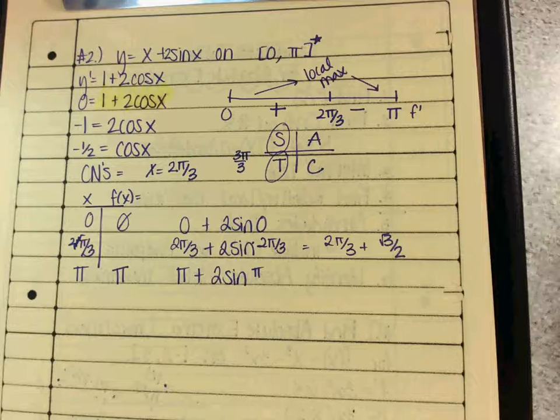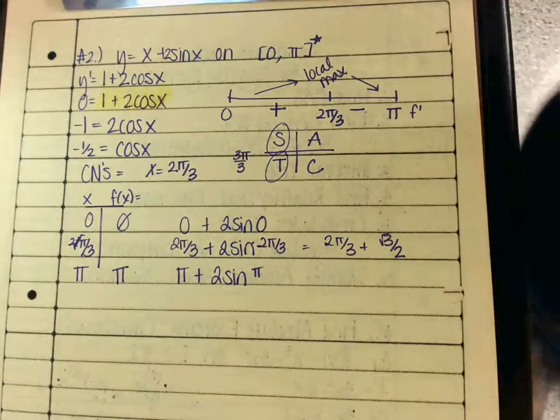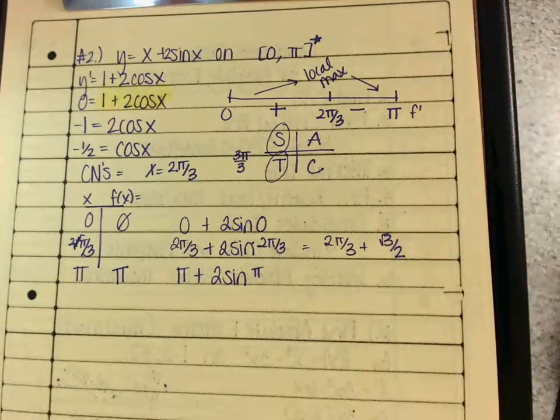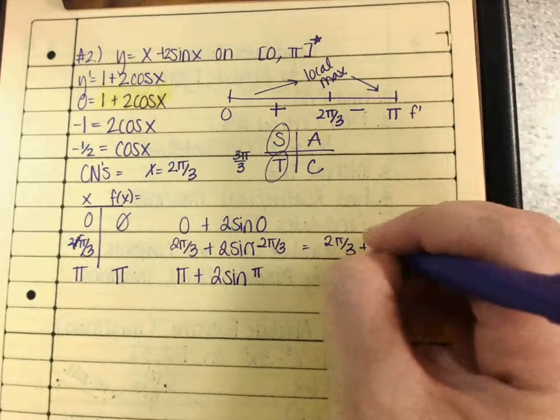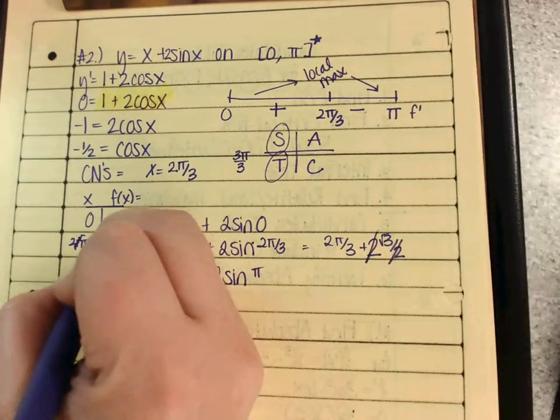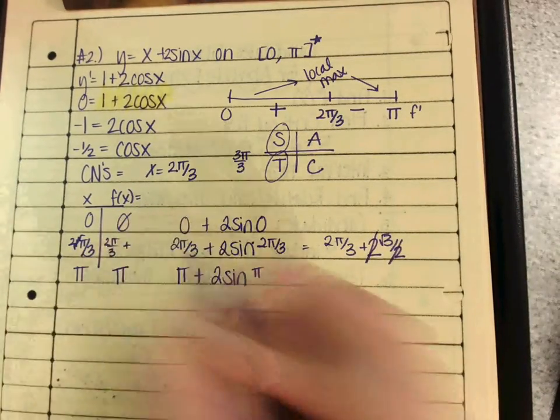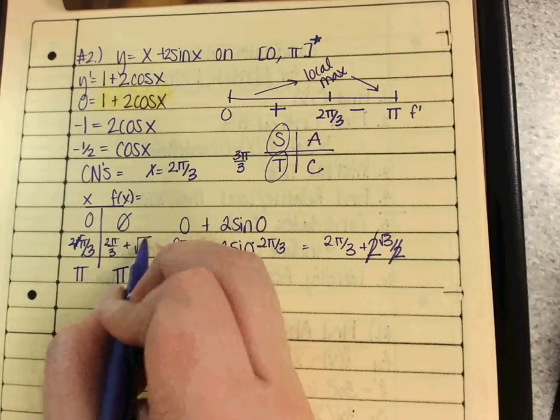Now, what did I forget to write here? Remember my 2? I'm going to put that right here in a second. Okay, now why is that 2 going to help me out? What's going to happen with the 2 on the bottom? They're going to cancel out. So really, this is just 2 pi thirds plus root 3.